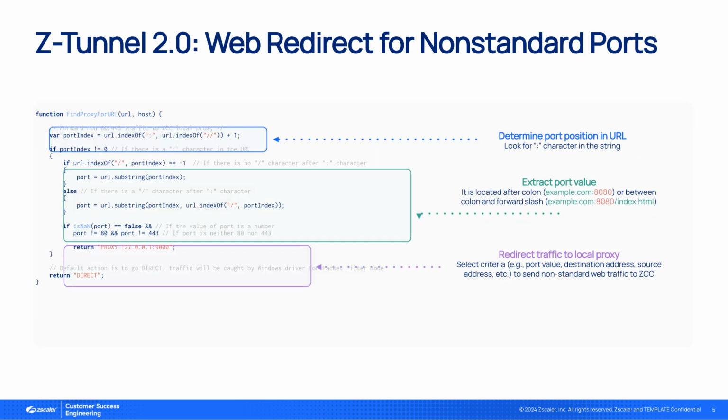Finally, the forwarding profile is also where you can configure the ZCC behavior for web traffic on non-standard ports. This allows you to route this traffic through ZCC so that it is forwarded to the Zero Trust Exchange, even with Z Tunnel 1, to avoid attempts to evade ZIA security controls.